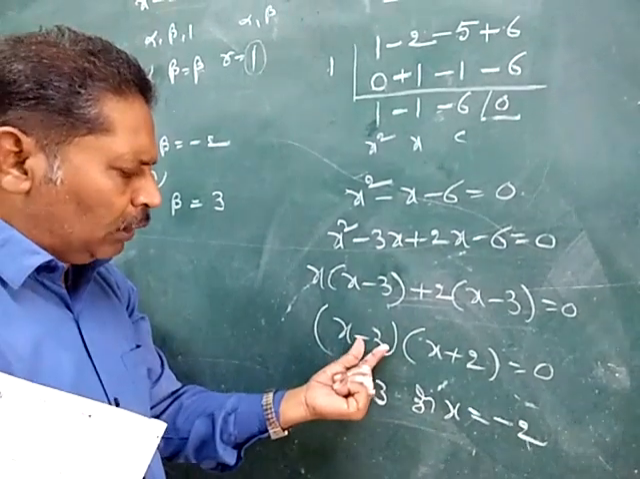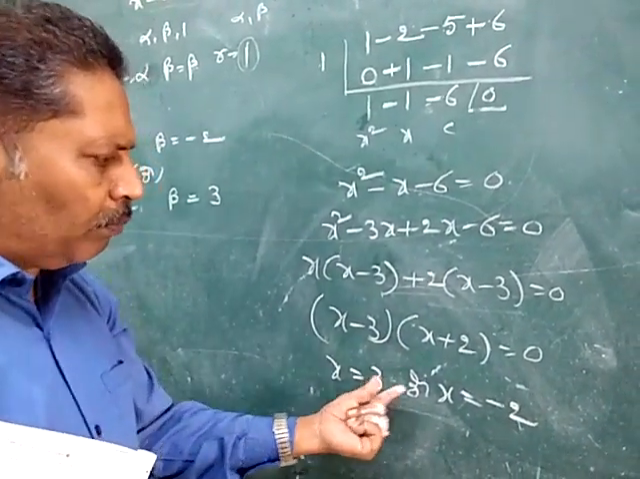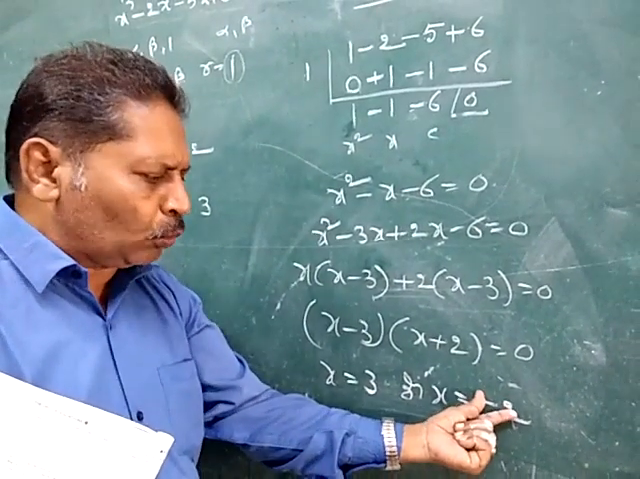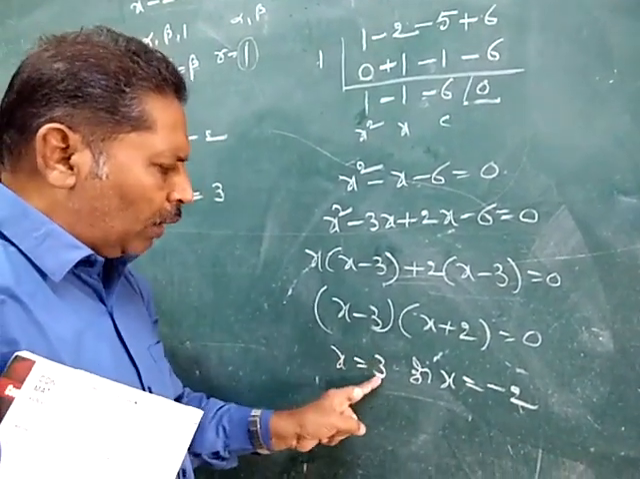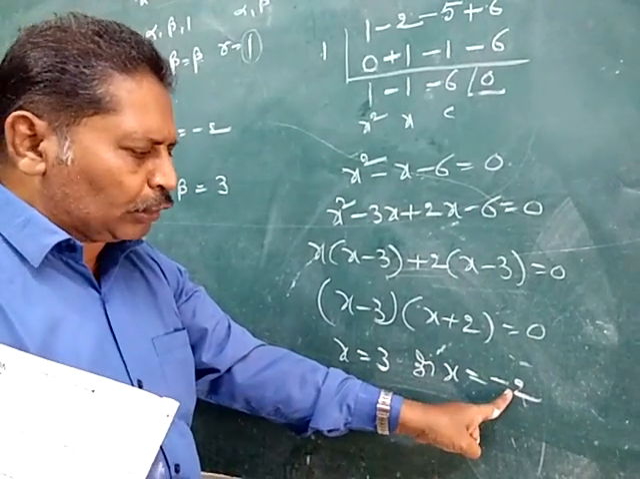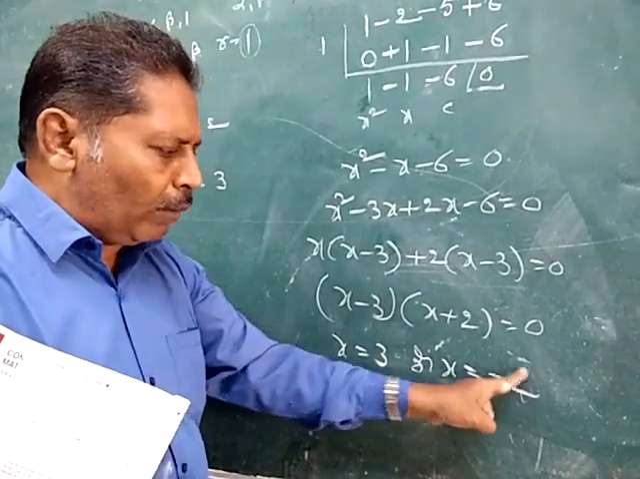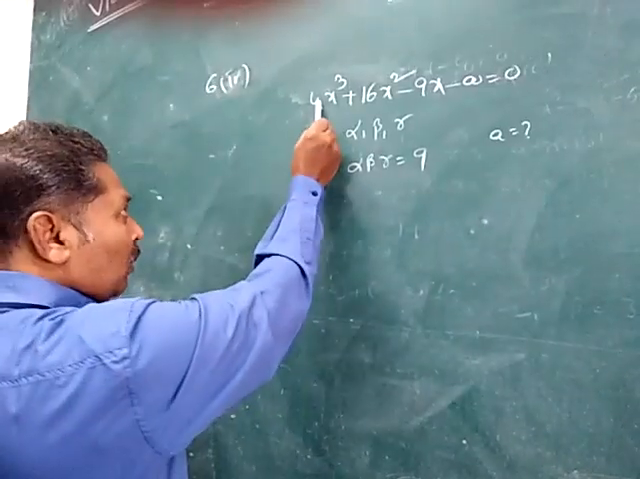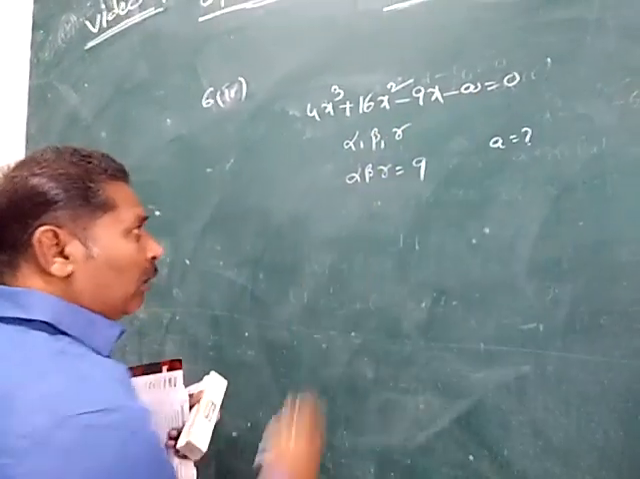So from this one, x value is 3. From this one, x value is minus 2. Suppose alpha value 3, beta value minus 2. Suppose alpha value minus 2, beta value is 3. Both are right.